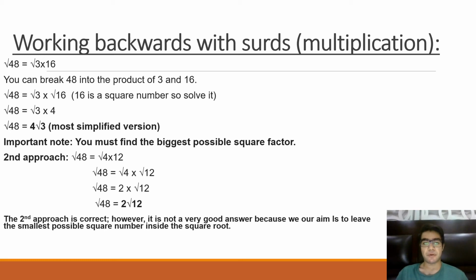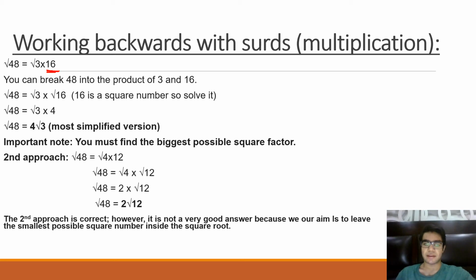An important note is that you must find the biggest possible square factor. So remember, I told you that we can break it up into two numbers which multiply to give us 48 in this case. But you should be careful with the biggest possible square factor. So 16 is the biggest possible square factor which we can get if we multiply two numbers which give us 48, okay? So I'll give you an example now.